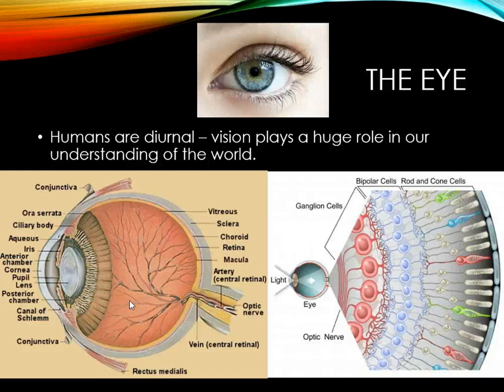And so one of the reasons that I selected an eye over anything else is they're interesting, but two, we're diurnal. And so vision plays a huge role in our understanding of the world. We sense mostly through our eyes. We don't hear as well as other animals. We don't smell as well as other animals. We don't taste as well as other animals. And so the rest of our senses are not particularly great comparatively, but we see very well.